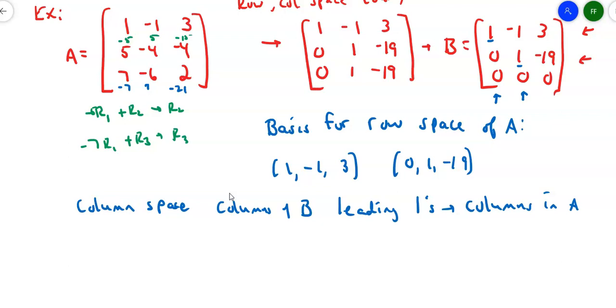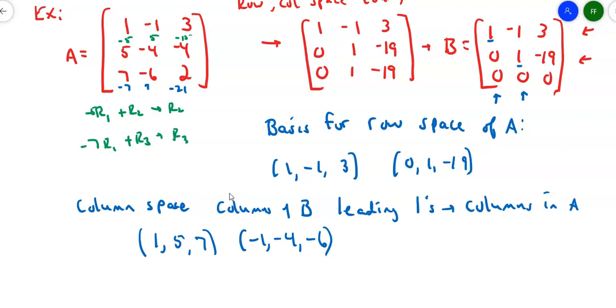No, because we might have messed with things as we went from one to the other. I can go back here. The first column of the original matrix is 1, 5, 7. The second column of the matrix is -1, -4, -6. Those are the vectors that are in the column space of A.